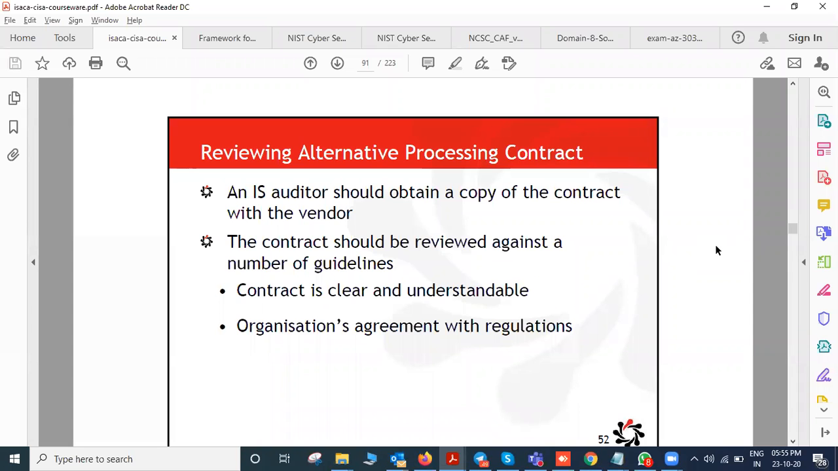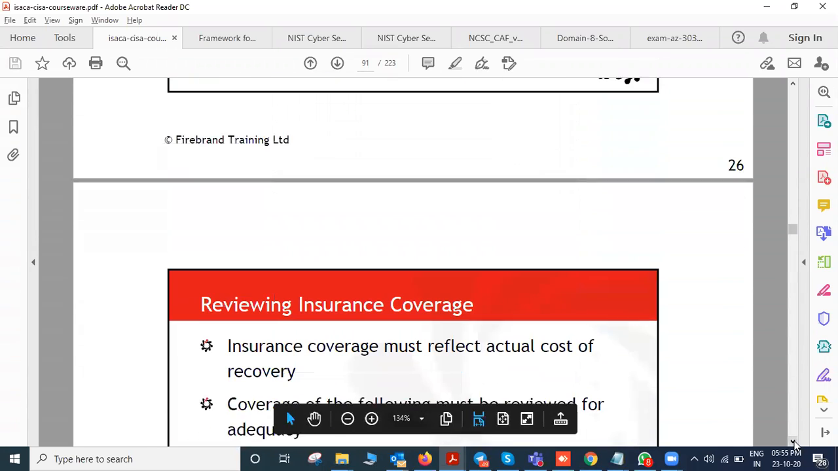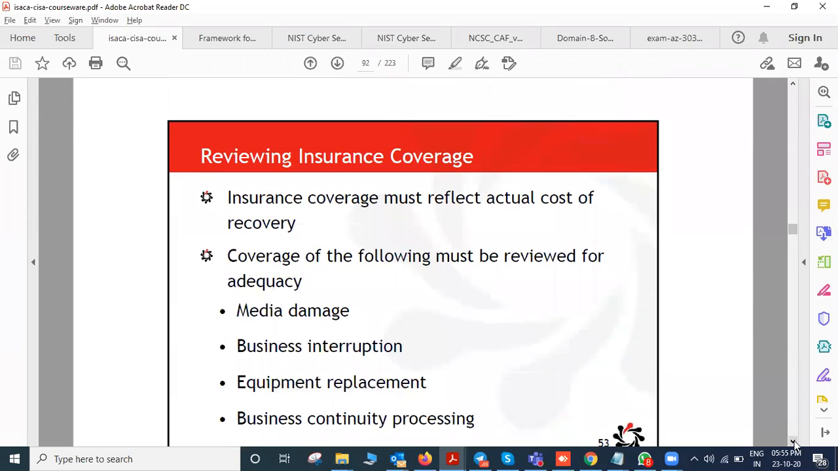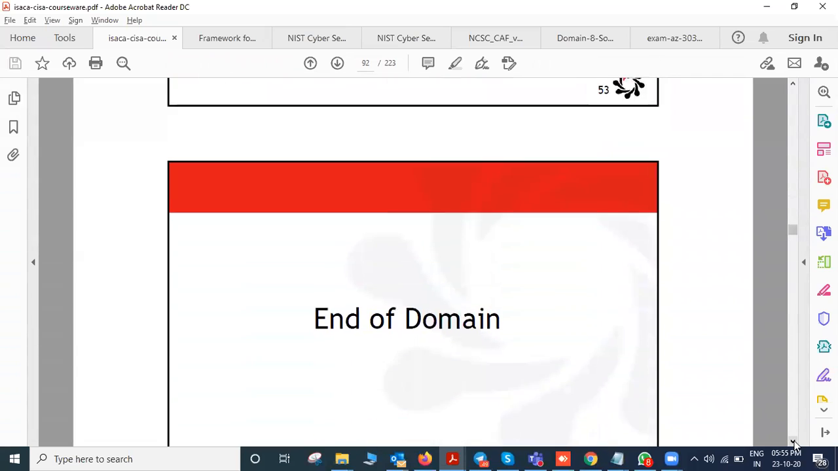Yes. So the information system auditor should obtain a copy of the contract with the vendors. The contract should be reviewed against a number of guidelines. The contract is clear and understandable. Organization's agreements and regulations. Then reviewing insurance coverage: media damage, business interruptions, equipment replacement, and business continuity processing. Insurance coverage must reflect the actual cost of recovery.